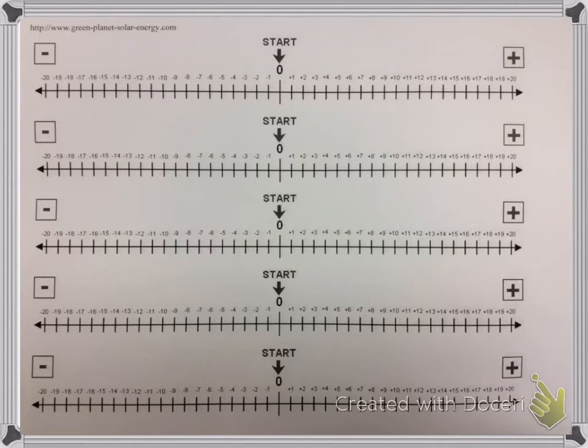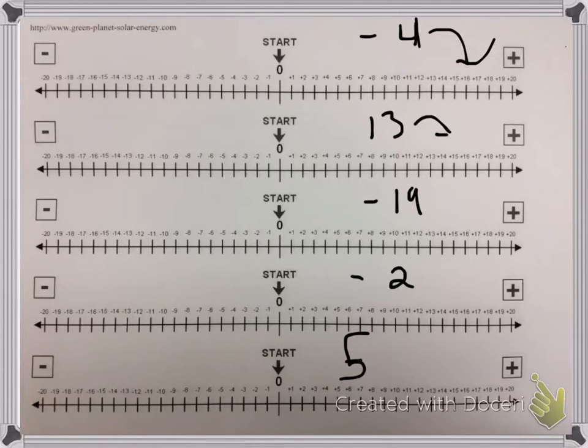Okay? Alright. So here are some nice looking number lines, already numbered and everything for you. And if I was to ask you to plot -4, 13, -19, -2, and let's say 5, you should be able to plot those on these number lines. Find it on the number line, okay? And once you plot it, you basically just put a dot where it's at, because you've already got the lines and everything.